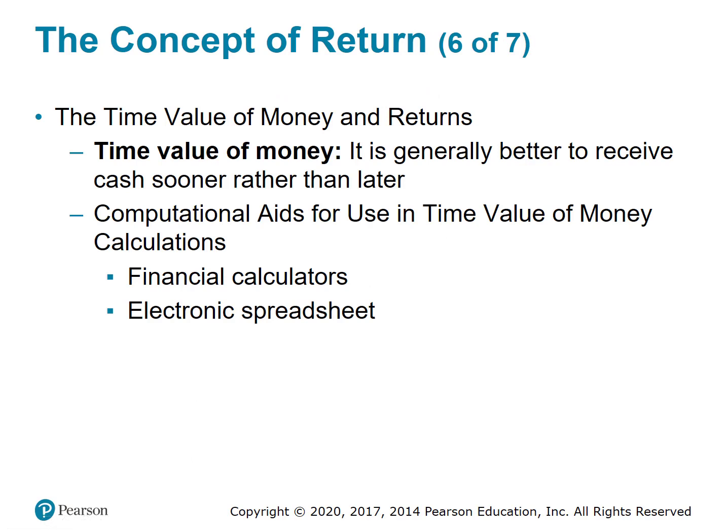Time value of money. This should be very familiar to all of you. We're going to look at it relative to returns here, and then review it in the appendix to this chapter. Basic TVM rules. More money is better. Getting it sooner is better. Less risky is better. And we'll look at both calculator and Excel solutions.